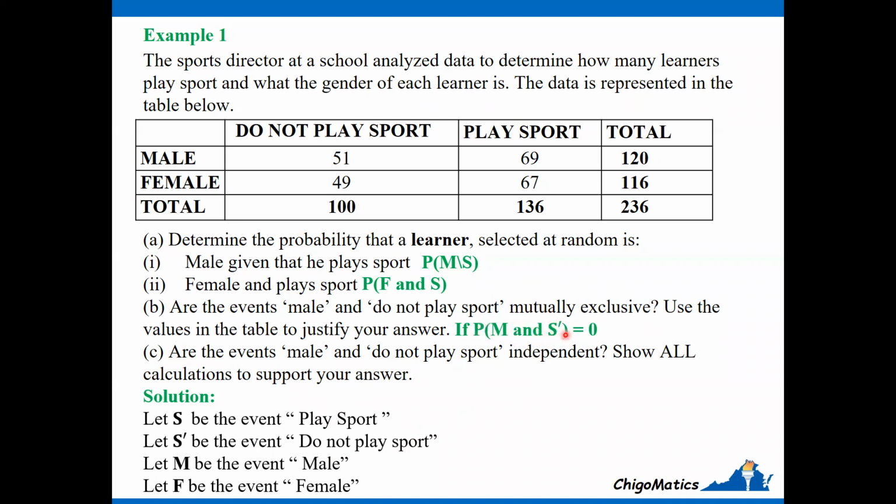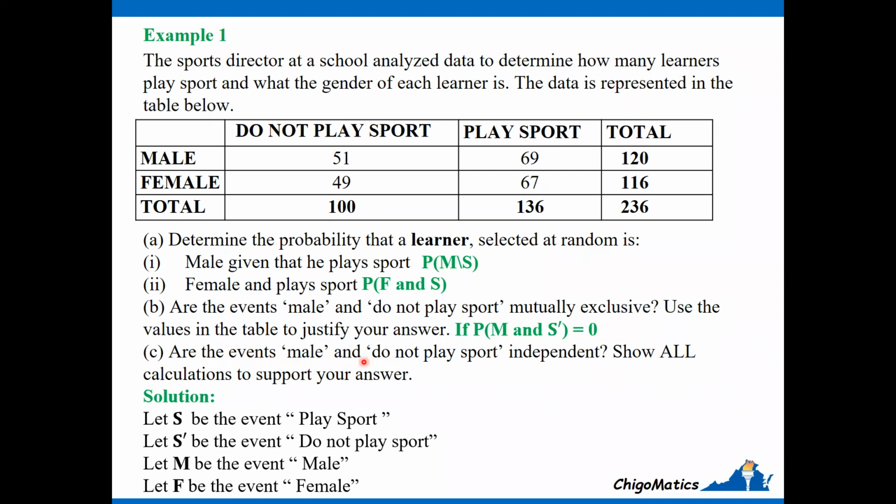We are writing this because we know that mutually exclusive events are events that are disjoint. That means they don't have an intersection. So if we are to find the probability of the intersection, we should get it as 0. When this is achieved, then we can actually conclude that the two events, male and do not play sport, are mutually exclusive. But if we get something different, then we conclude otherwise. Right? Then we go to C.